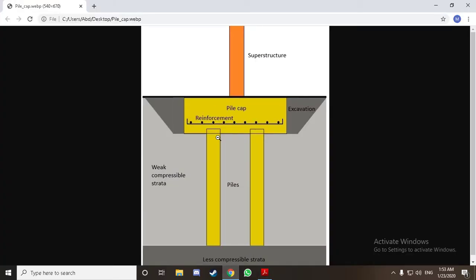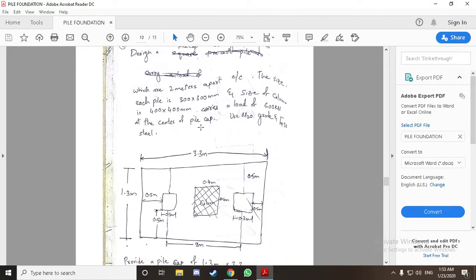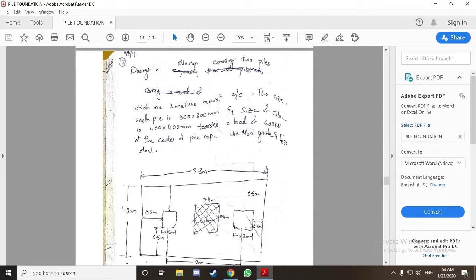Here's a diagram. The pile cap will be resting on the piles, these will be rested on the ground, and this is our column. Reinforcement will be provided for the pile cap. So here we have a question to design a pile cap.